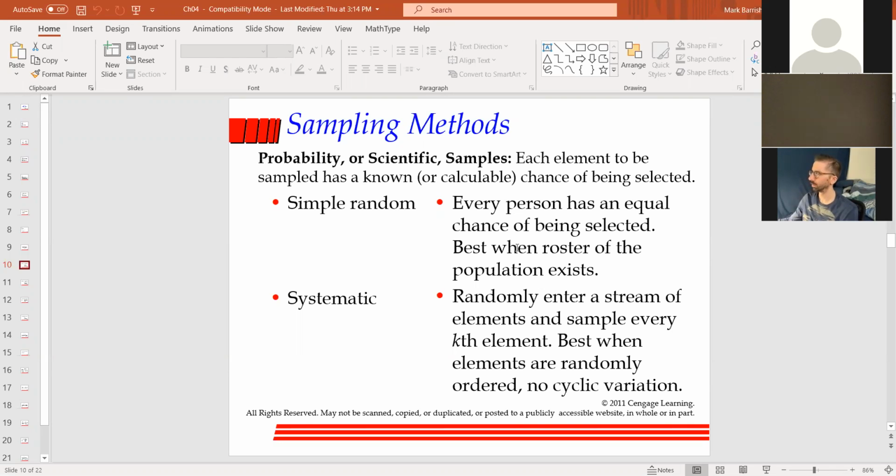Well, one way of doing it, according to systematic sampling, is to pick a number from, let's say, 1 to 10. Randomly select a number from 1 to 10. So suppose you pick the number 8, all right?